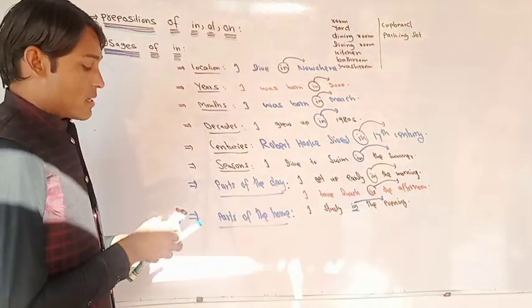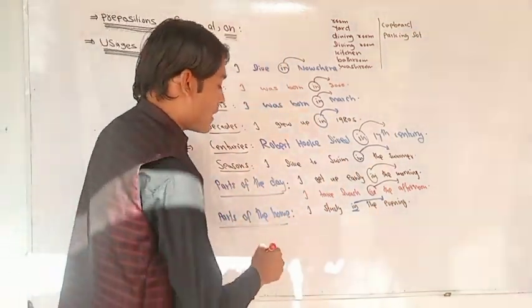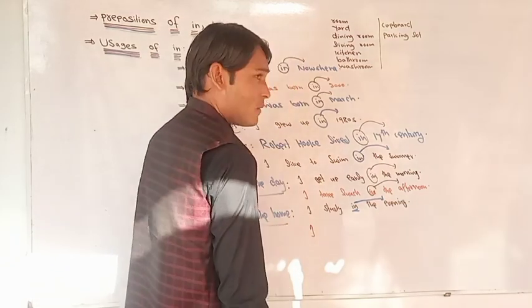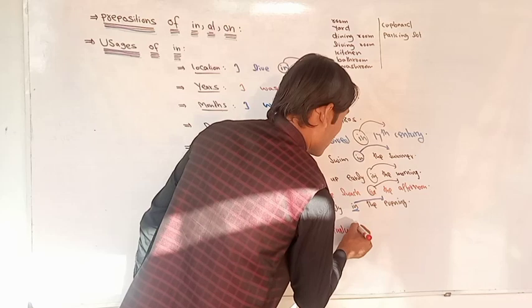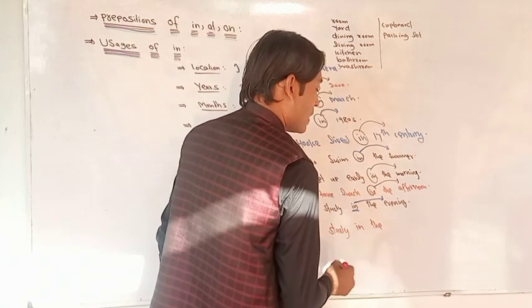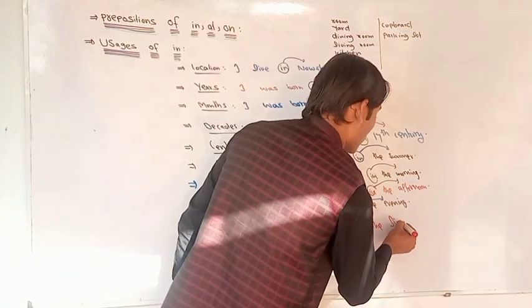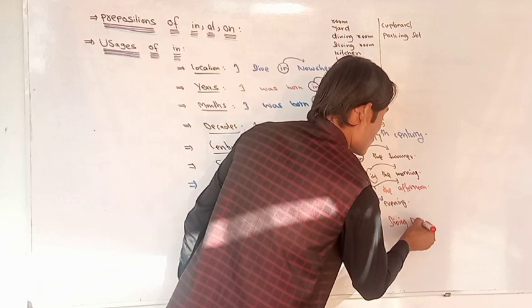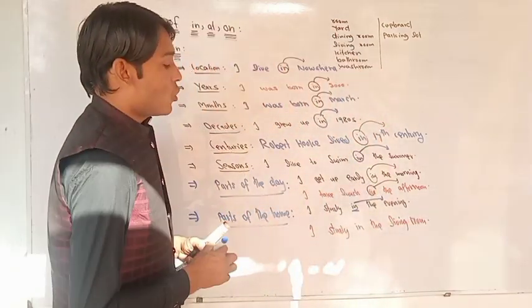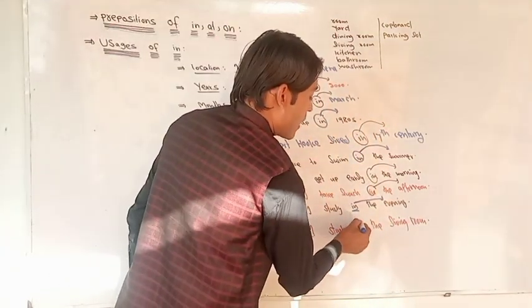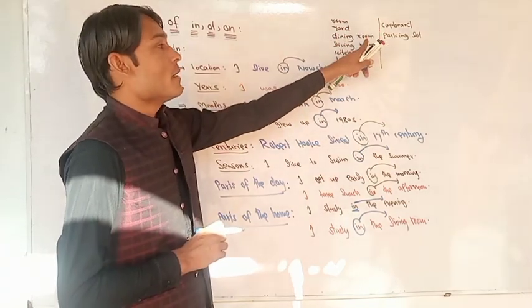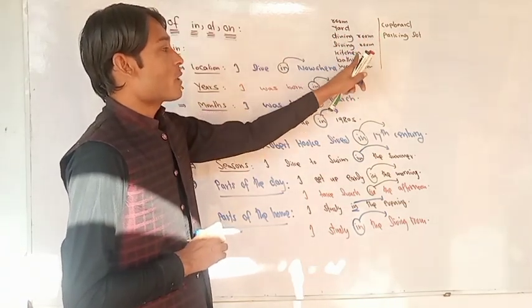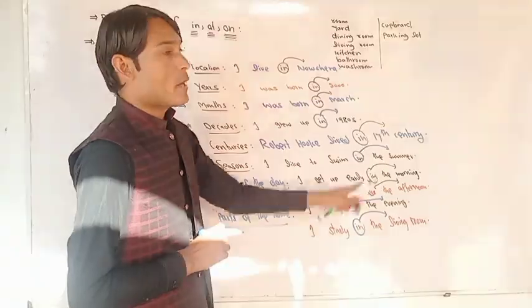Let's take an example. The example is, I say that I study in the living room. That is the living room. So before these parts of the home, you can use in: before living room, and also room, yard, dining room, kitchen, bathroom, washroom, cupboard, and parking lot.